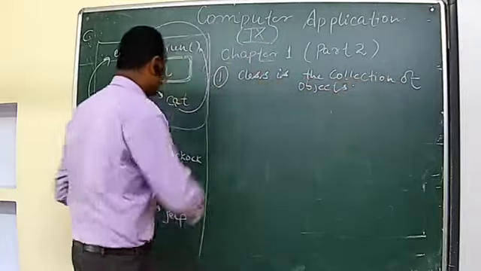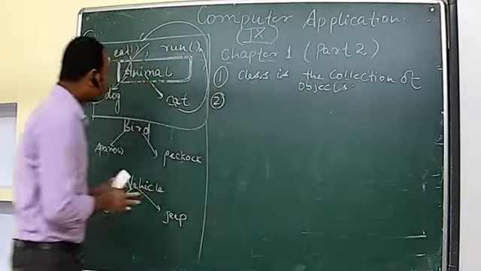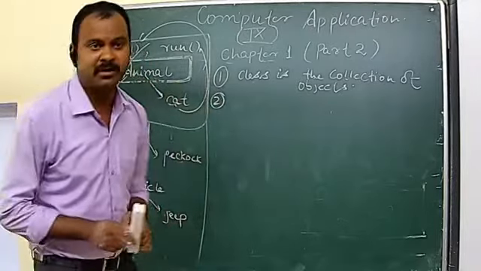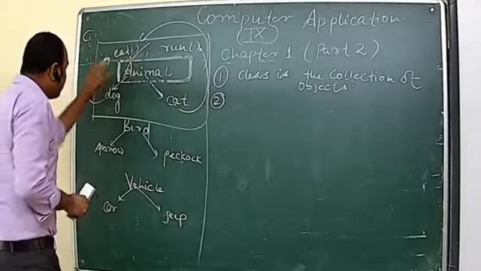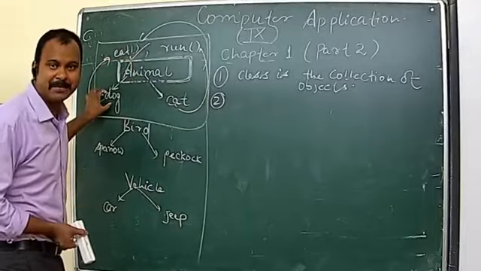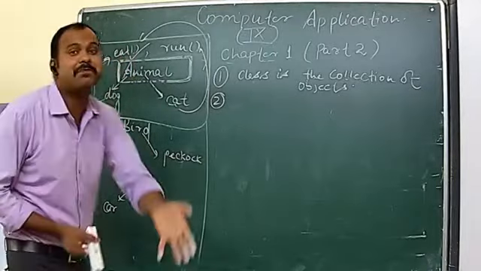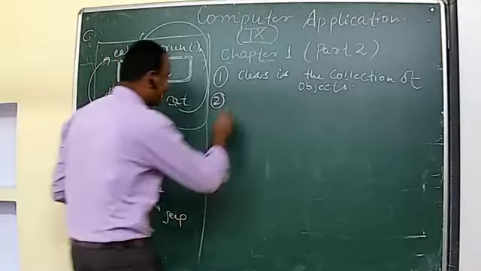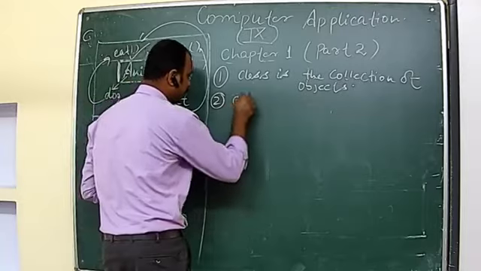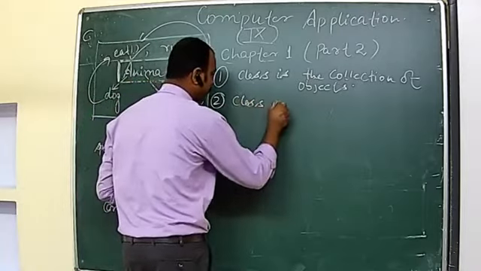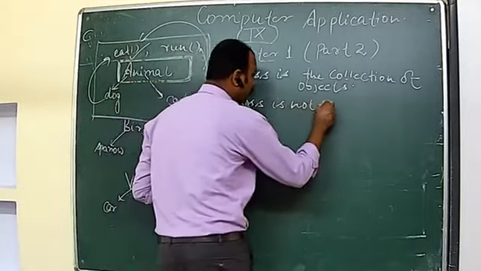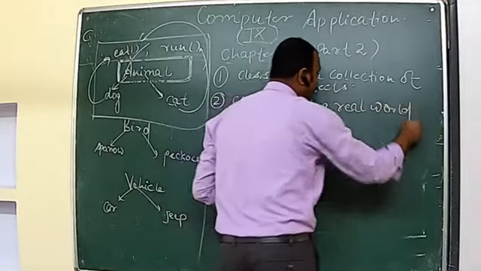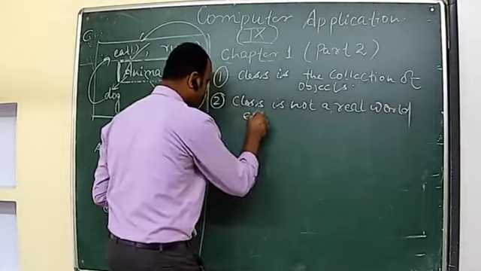Second definition: just now I told you that animal is a conceptual thing, because this tells which object we are talking about. It is used to differentiate different objects. Okay, so this is not a real world entity. So you can write here, class is not a real world entity.